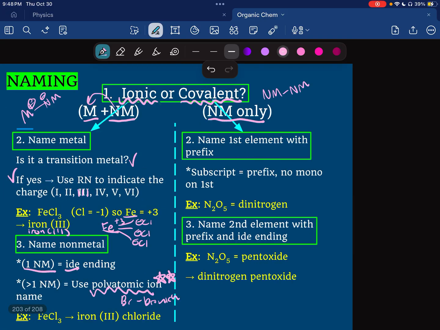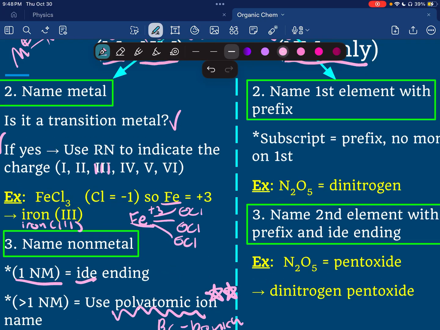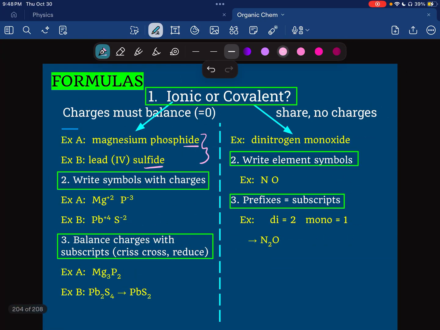That's kind of what we've already been doing here, like the plus and then the minus. And then you just balance the charges. I don't really know what she means by some of this, but I think she just means crisscross reduce. I think this 2 means that there's two Pb's, and then 4 means that there's 4 S's, so you switch that, and then same with this.